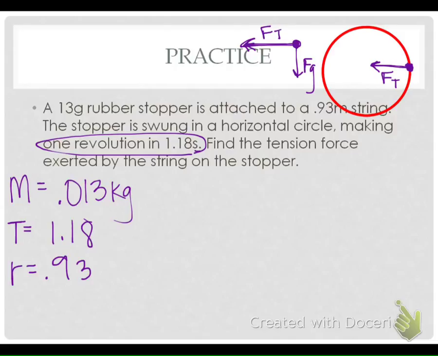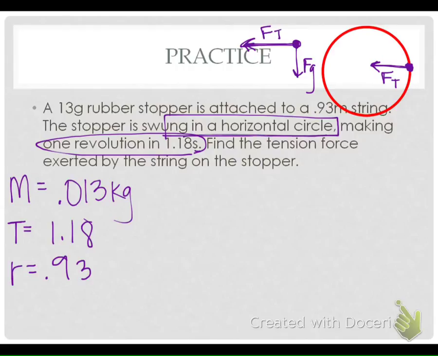Not quite. This is what we did in the last chapter. I want you to think about whether we even need the vertical force at all. No, we don't, because it's swung in only a horizontal circle. So we don't even need the force of gravity. That's not going to have any effect on this. It's not going to affect the tension in the string at all.